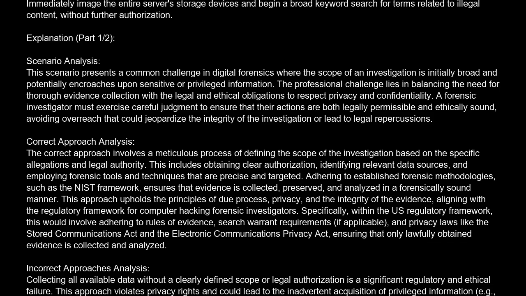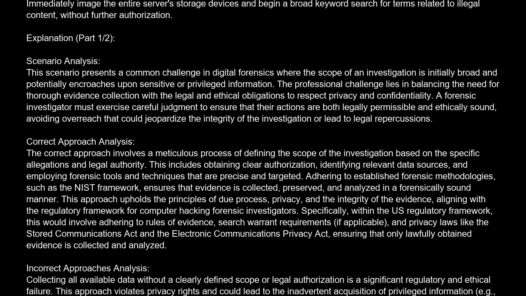The correct answer is B. Immediately image the entire server's storage devices and begin a broad keyword search for terms related to illegal content, without further authorization. Explanation. Scenario analysis. This scenario presents a common challenge in digital forensics where the scope of an investigation is initially broad and potentially encroaches upon sensitive or privileged information.